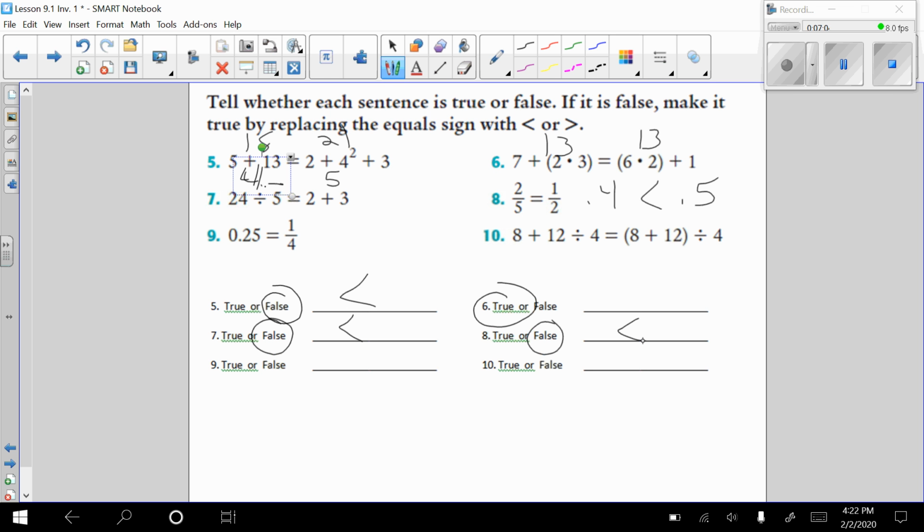Here's number 9, 0.25 and 1/4. Again, I would change 1/4 to a decimal. 1/4 as a decimal is 0.25. So this is a true statement. They equal each other. I don't need to do anything. Let's look at the next one.